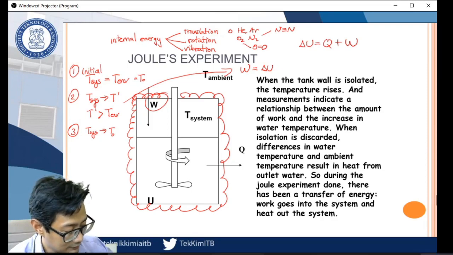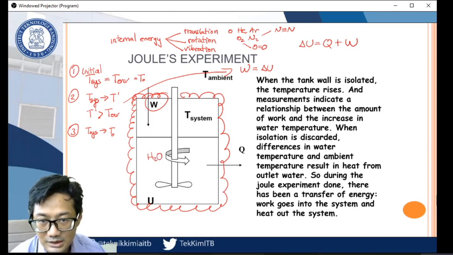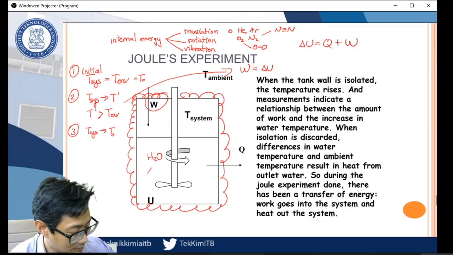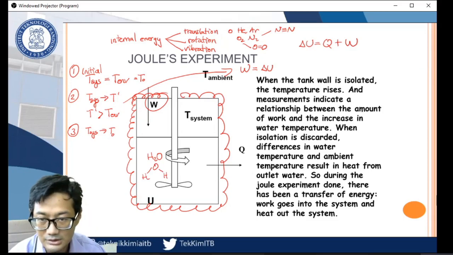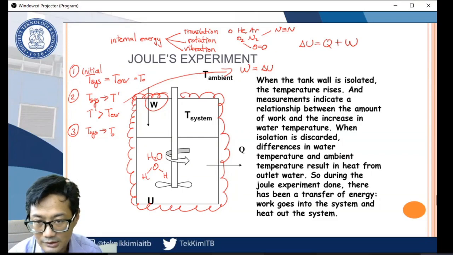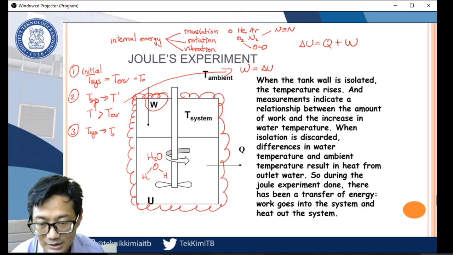In this example, the fluid itself is water. So not only translation and rotation, but also vibration. Because the shape of water in molecular structure is like this. Hydrogen to oxygen and again to hydrogen with a certain angle, around 108 degrees. Because of the different atomic size between hydrogen and oxygen, the bonding has additional movement. We know this one as vibration. So in the case of water, all molecular movements, translation, rotation, and vibration, contribute to internal energy. That's why an increase in temperature can be seen relatively easily compared with only helium or argon or only oxygen and nitrogen.